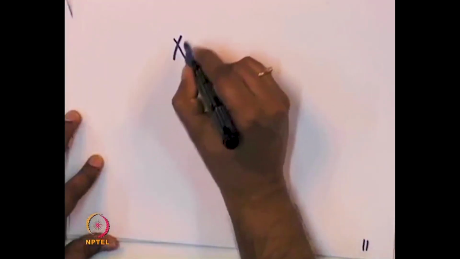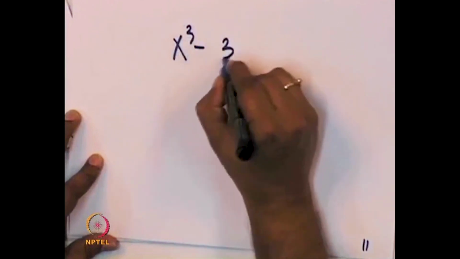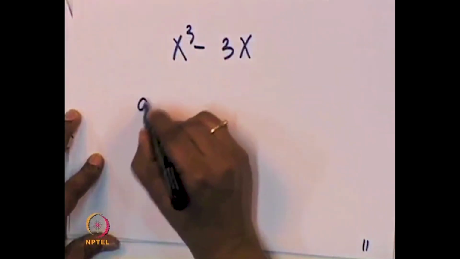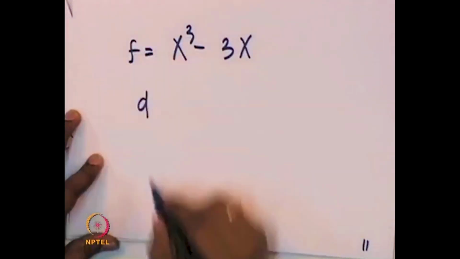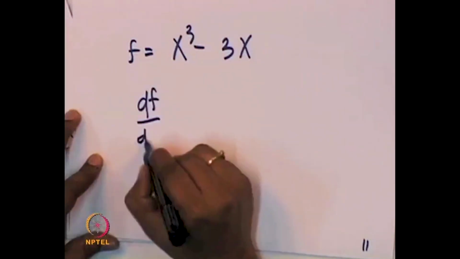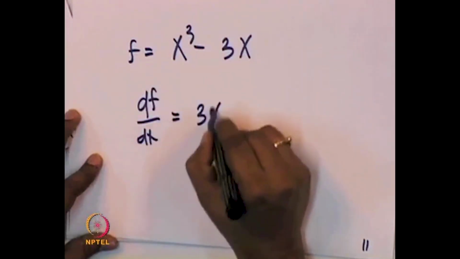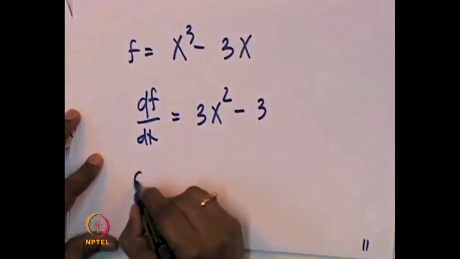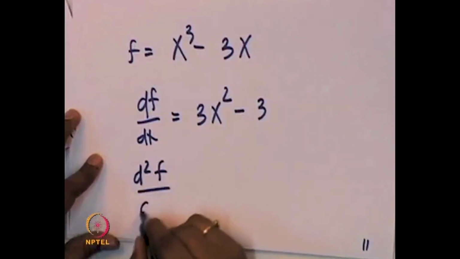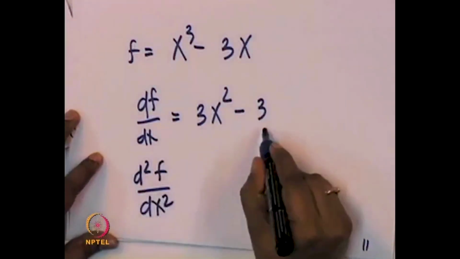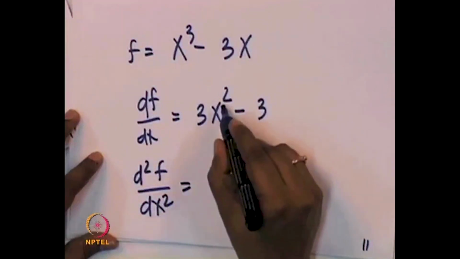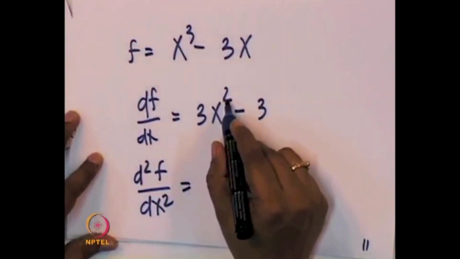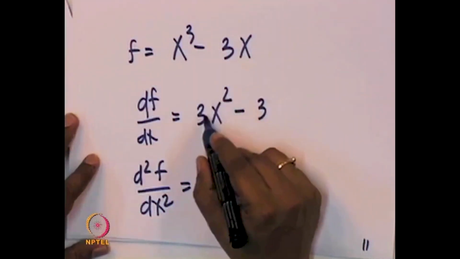We have the function f equal to x cube minus 3x, and we found that df by dx is 3x square minus 3. The d square f by dx square is another derivative of this. So, what is the derivative of 3x square? X square has a derivative 2x. So, 2 into 3 is 6.